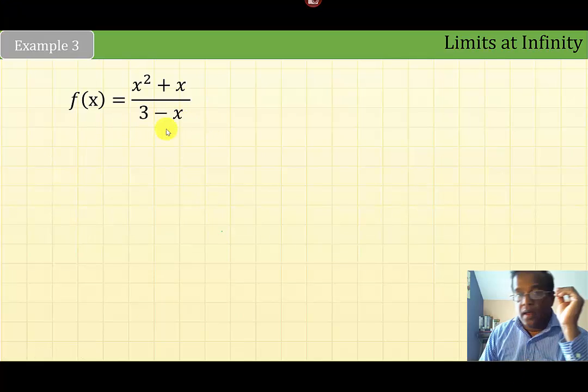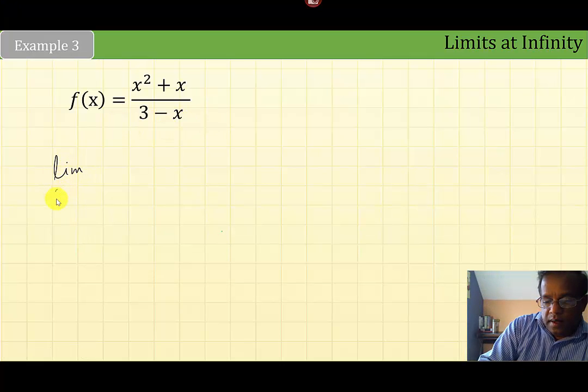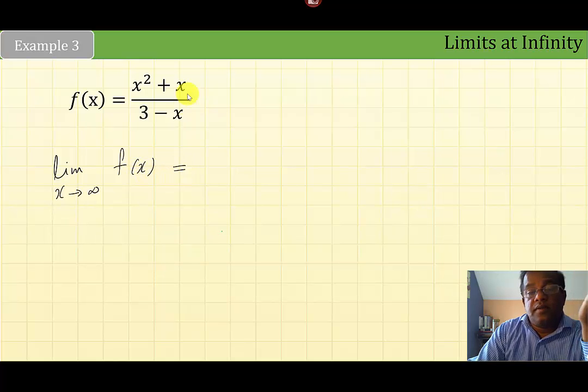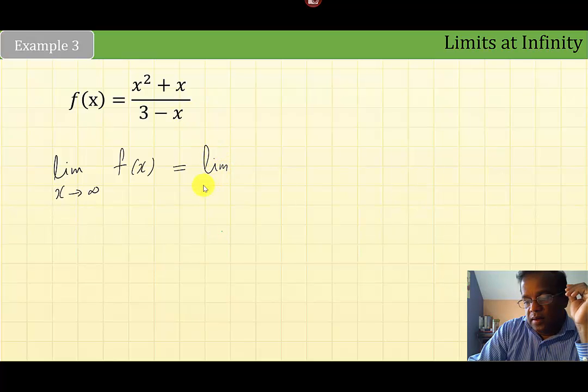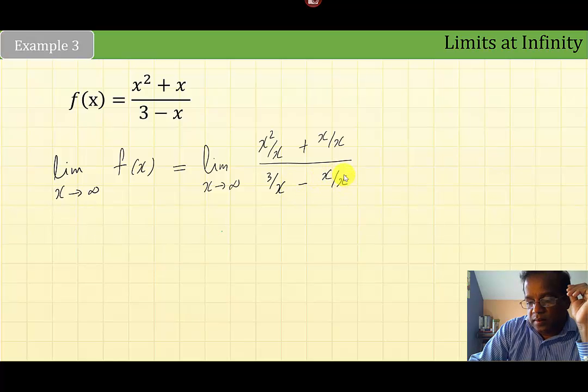Example number 3, and we want to find the limit as x approaches infinity of this function f of x. Now this is a rational function. The degree of the denominator polynomial is 1. So we are going to divide both numerator and denominator by x, the highest power of x in the denominator. So this will give us the limit as x goes to infinity of x squared over x plus x over x over 3 over x minus x over x.